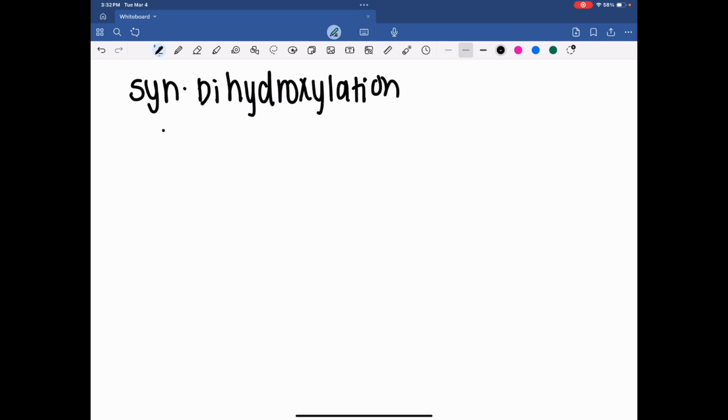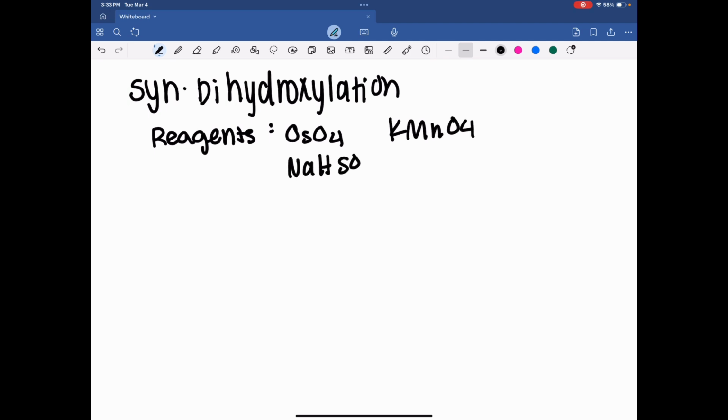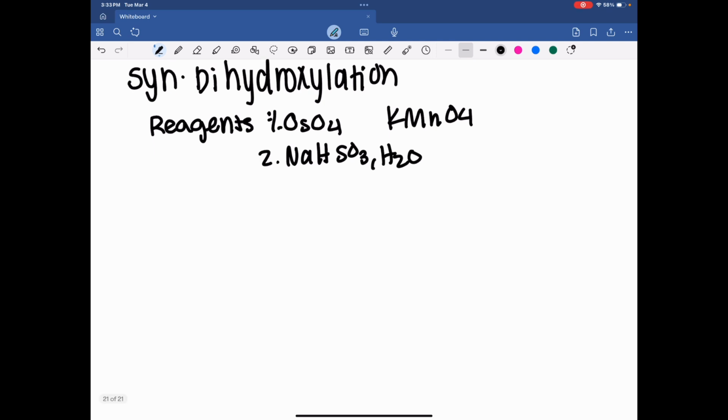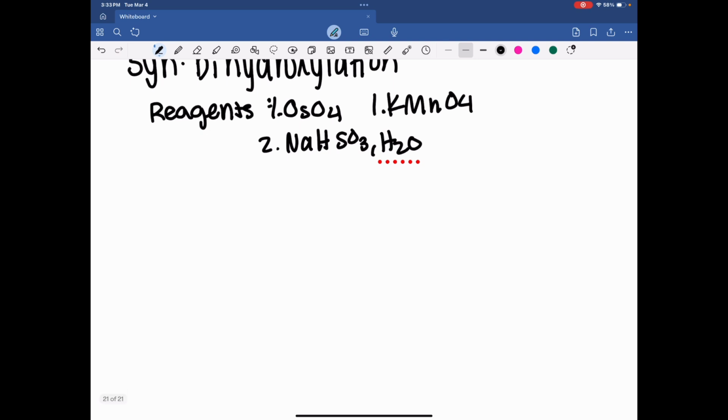Okay, now let's do syn dihydroxylation. My reagents for this one could be either OsO4 or KMnO4 with NaHSO3, H2O in my second step. And for this one, we just need to remember that it is syn addition. There's no carbocations, no Markovnikov, no rearrangement for this one.